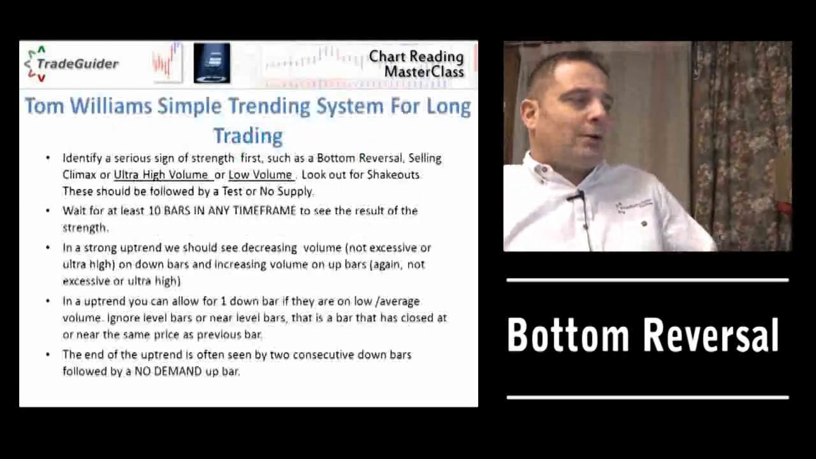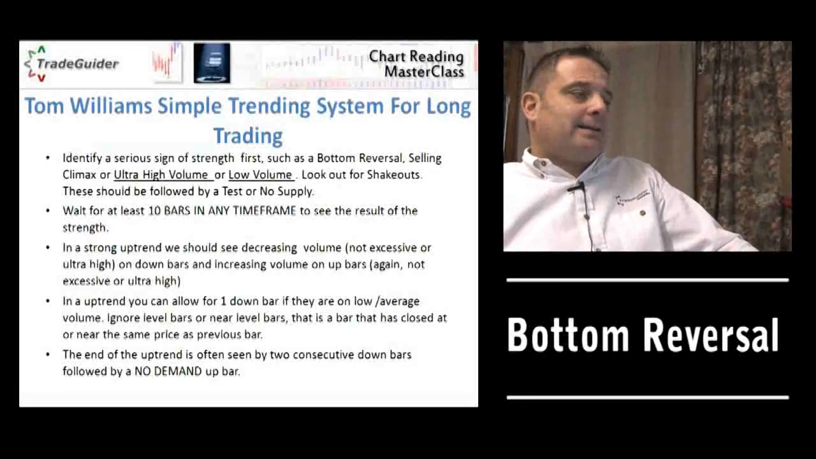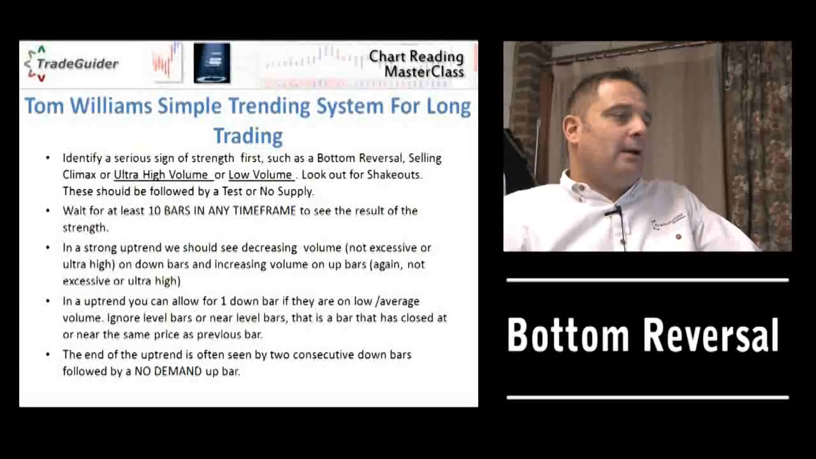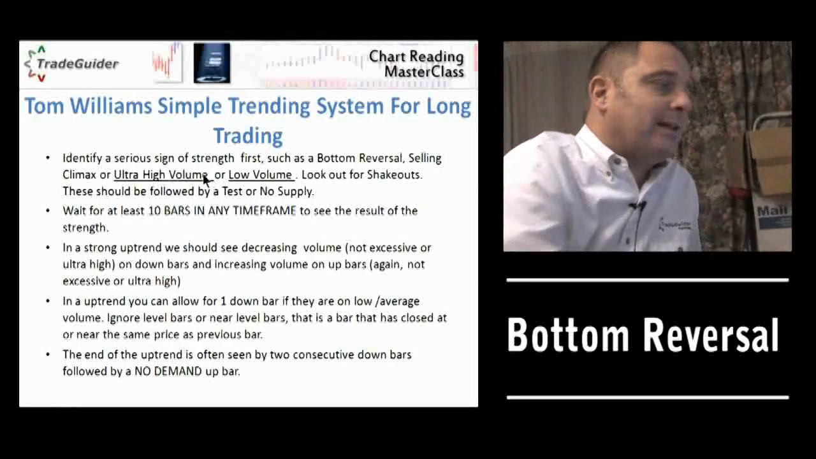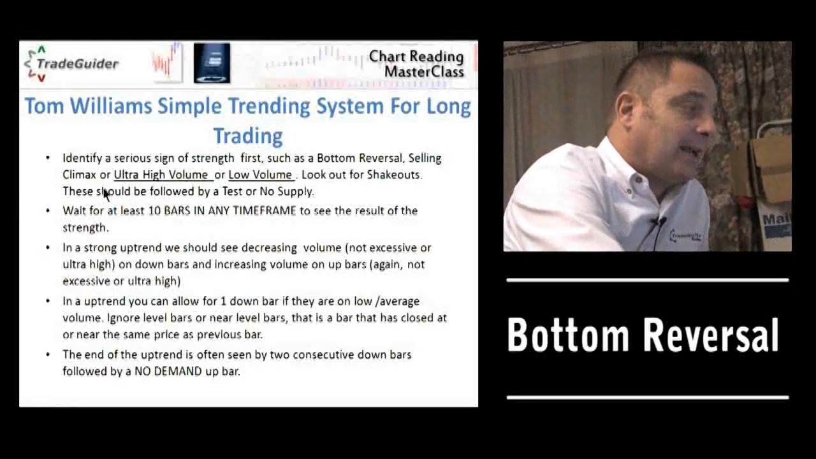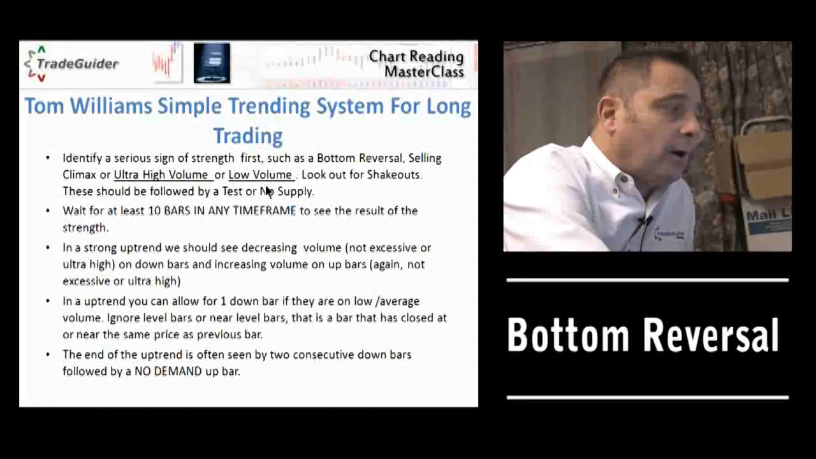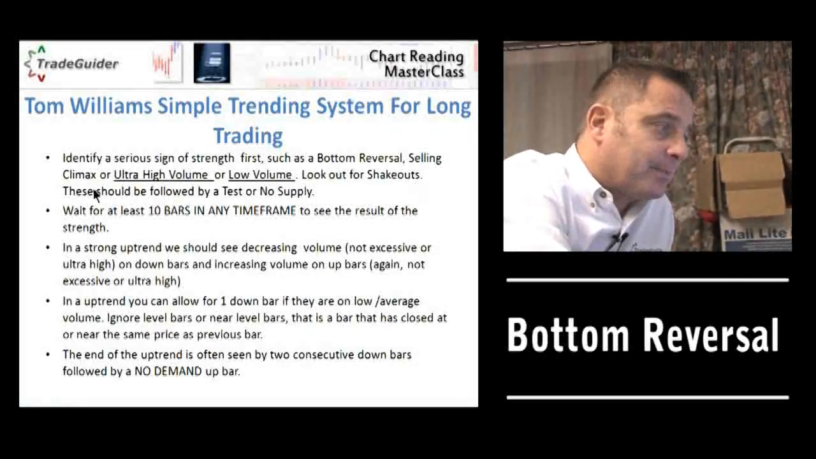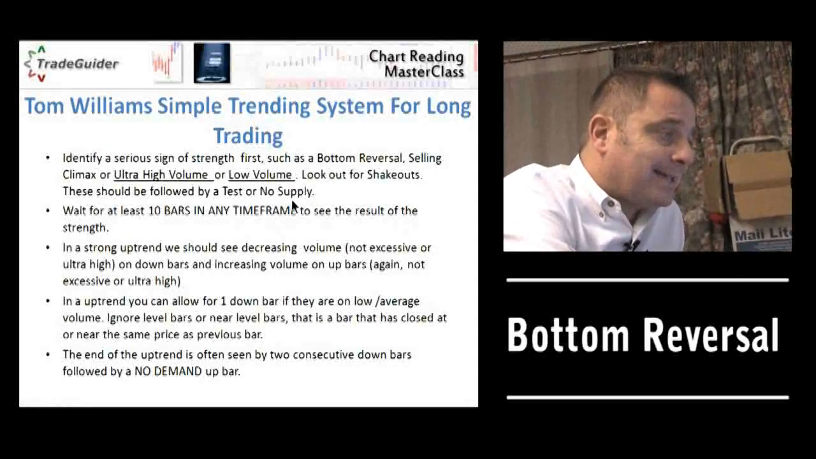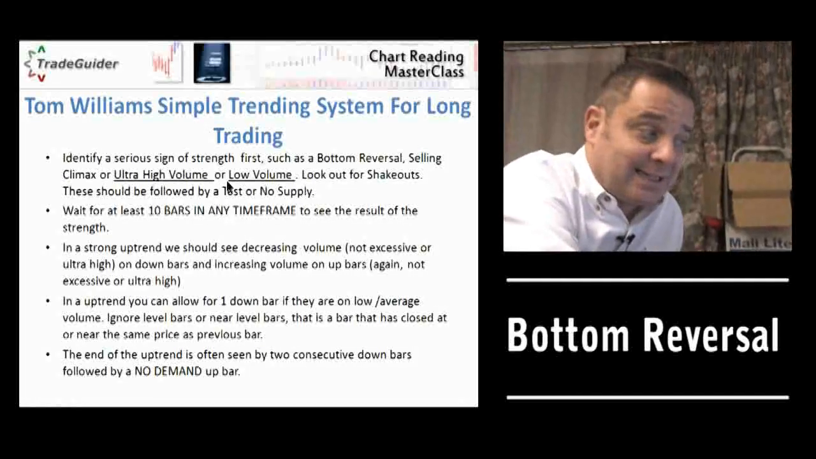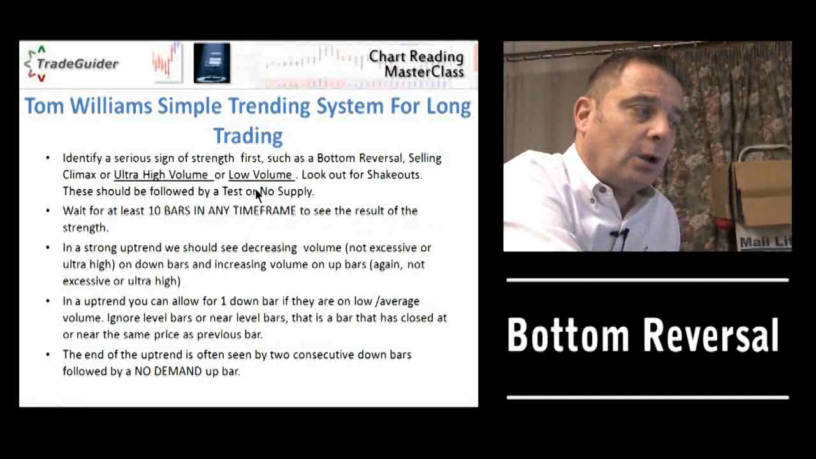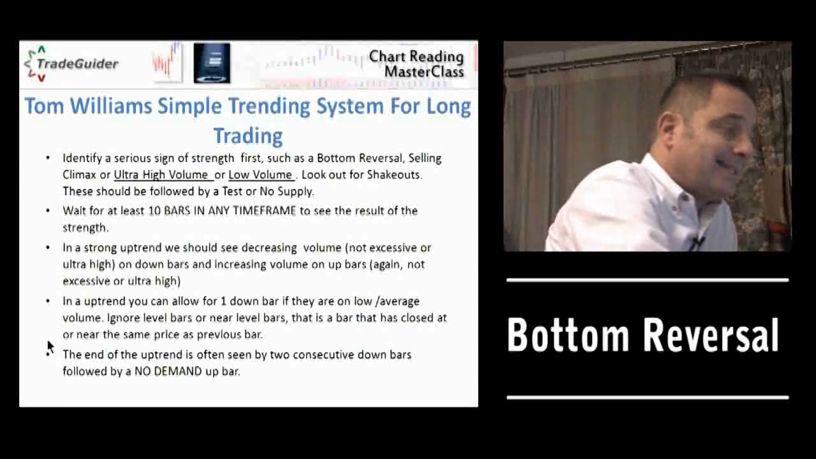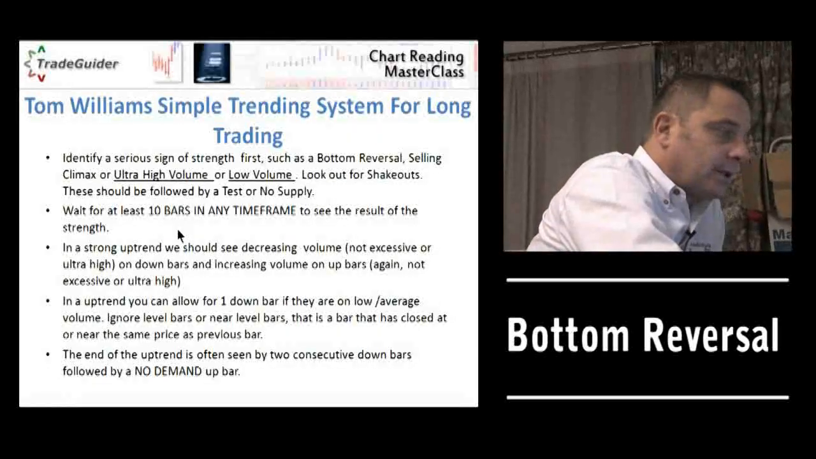Now, the simple trending system for going long is exactly the same, but the opposite, rather, as the system for going short. This time, you're going to identify a serious sign of strength, such as a bottom reversal, a selling climax, or ultra high or low on ultra high or low volume. Look for shakeouts, which we're going to show you in a minute. Then these should be followed by a test or no supply bar, or indeed the test in a rising market. All 3. We're going to talk a lot about testing when we get to that section. So I know a lot of you have got questions on testing, so wait till we get there and we'll be able to answer those for you.